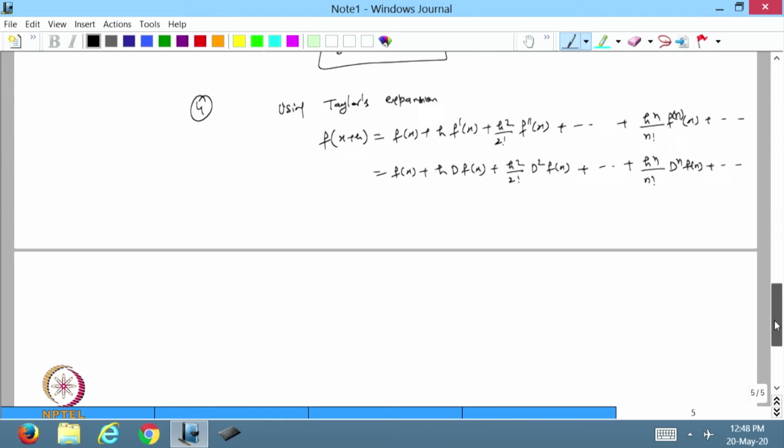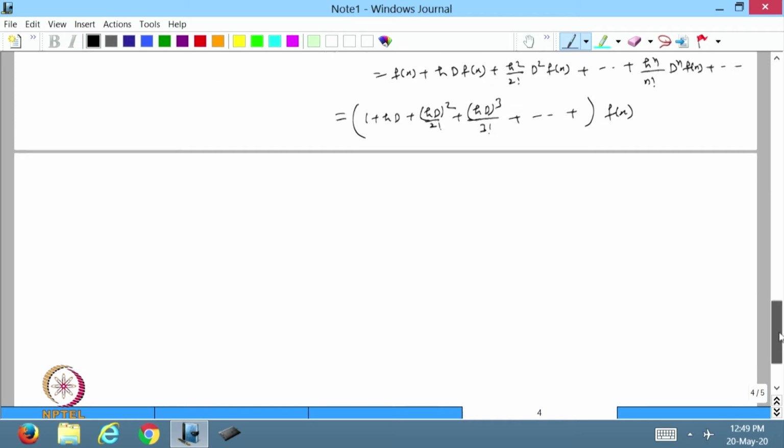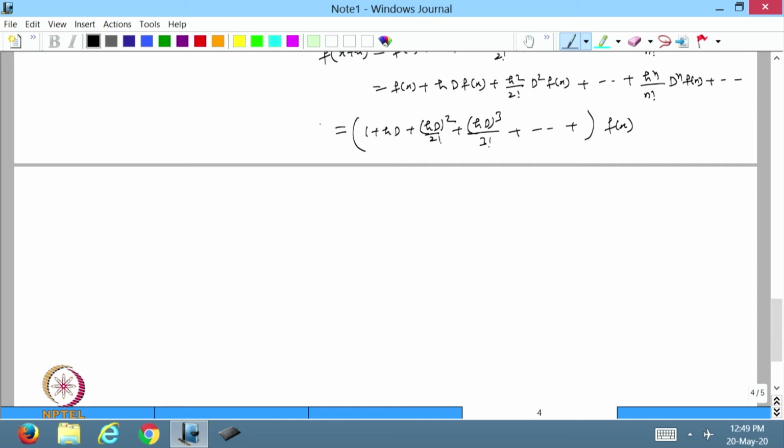So, from here I can take my function f(x) and write this as 1 plus hD plus h²D²/2 factorial plus h³D³/3 factorial and so on. So, this is applying this operator on the function f(x), and on the left hand side this is equal to E f(x).